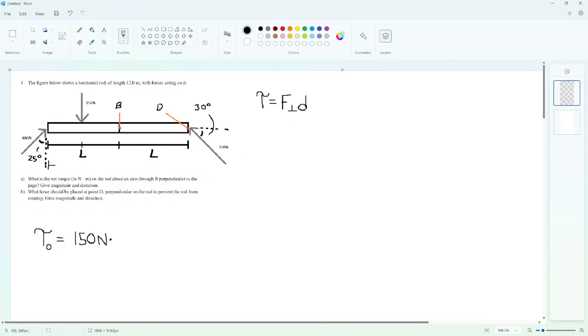So if the entire thing is 12, and this is divisible by 4, then this part right here is going to be 3 meters. How did I get that? Well, 1, 2, 3, 4. 12 divided by 4 is 3, and this part is 1/4. So that's going to be 3 meters. That's the torque from the 150 Newton force, plus, let's go for this 400 Newton force next.